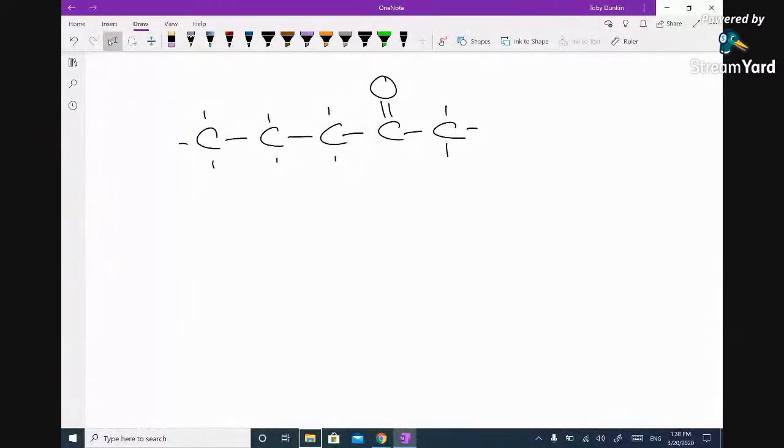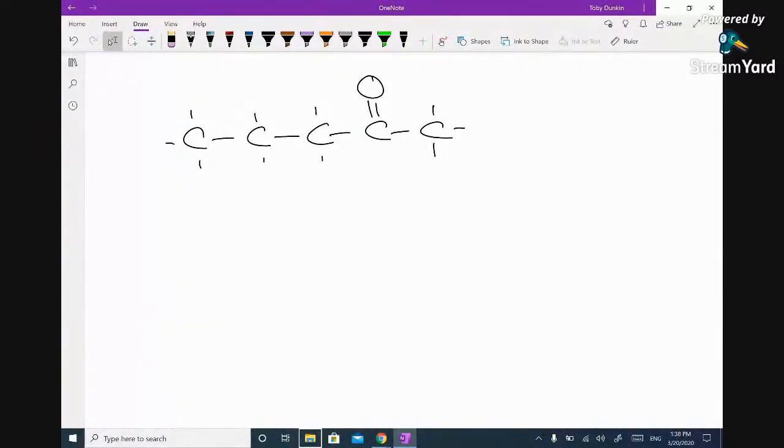But right, so let's name this one. Again, pause it, have a go at naming. So this is now going to be pent. Is it an ane or an ene? It's an ane, all single bonds.